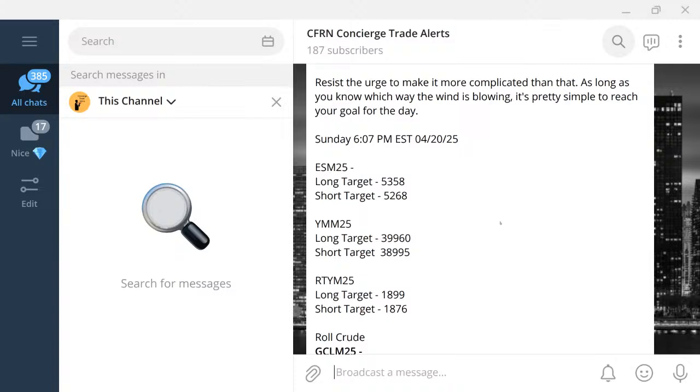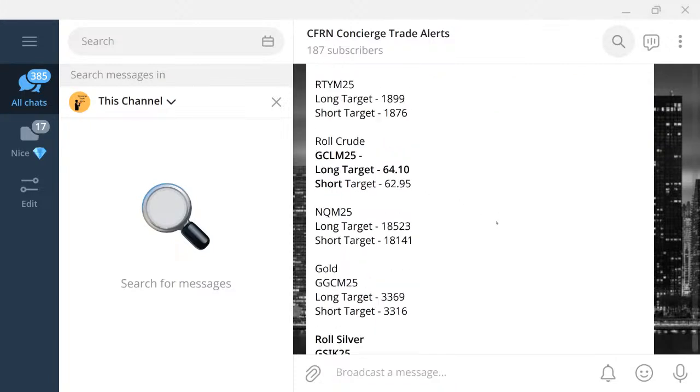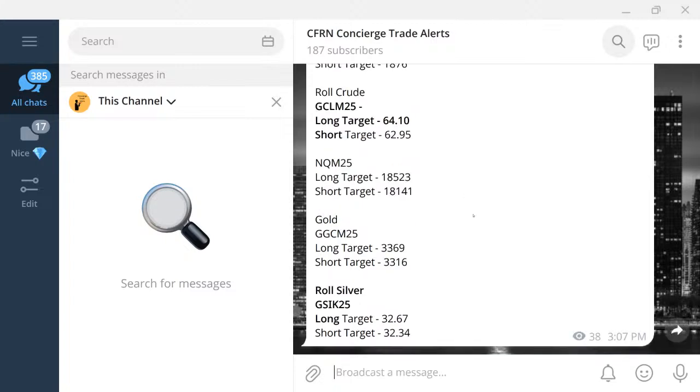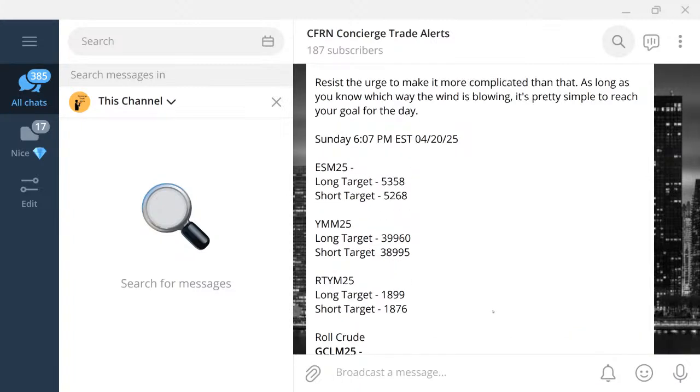Okay, so what all that means is all of our members, all of our trial members, had all of these targets 7 minutes after the market opened last night. The S&P, the Dow, the Russell, crude, the NQ, gold. Oh, and by the way, crude, we rolled forward to the M or June contract. The NQ, gold, and silver. All members, all trial members had these targets 7 minutes after the open.